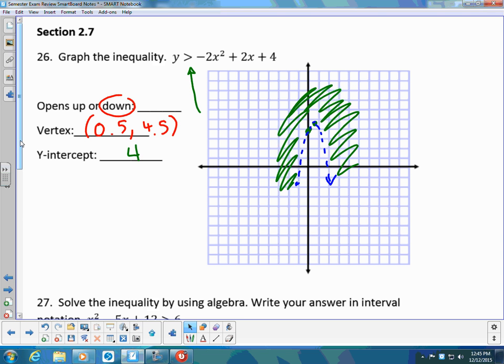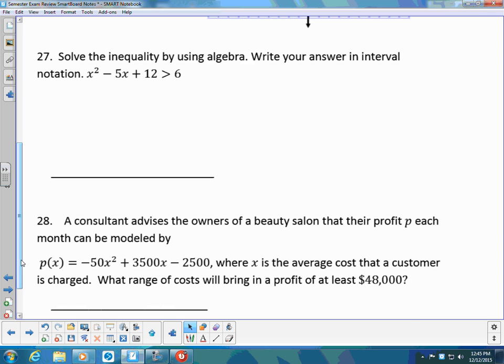All right, let's take a look at number 27. We're solving the inequality by using algebra, so write your answer in interval notation. So if we're solving by using algebra, we're going to subtract 6 from both sides. We get x squared minus 5x plus 6. And let's just use equals 0 right now instead of greater than 0. So we're going to actually find the critical numbers. We're going to do that by factoring.